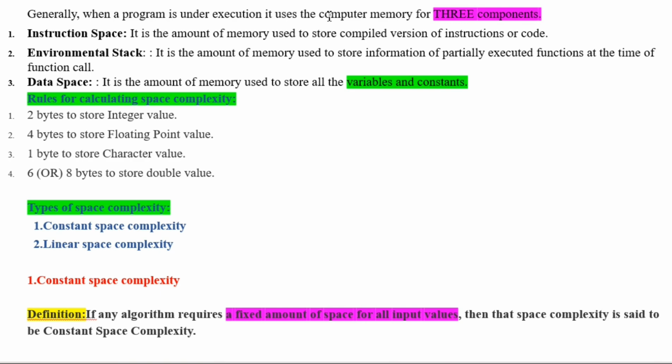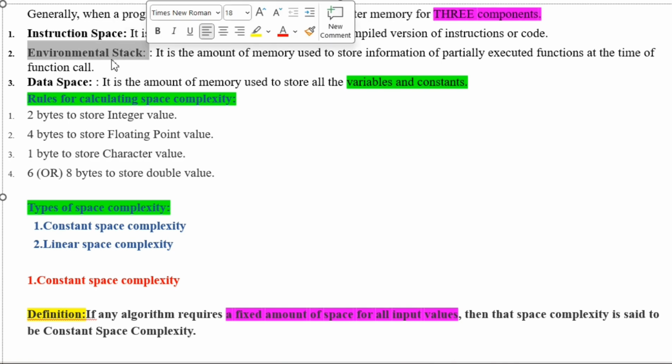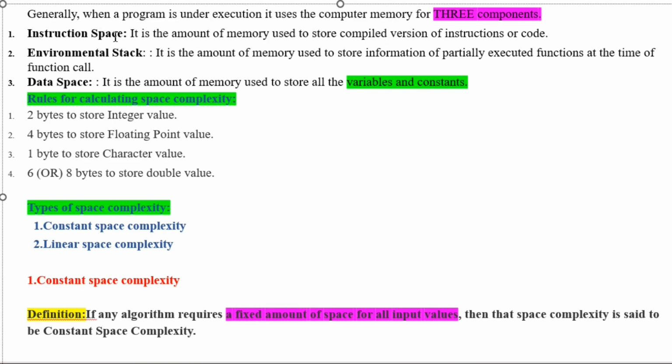And we have three different components for storing the memory space. Those are instruction space, environmental stack, and data space. Instruction space means we have to store instructions or code. Environmental stack means a function is partially executed at the time of a function call. Next, data space. In this data space, we store the data, that is variables and constants.